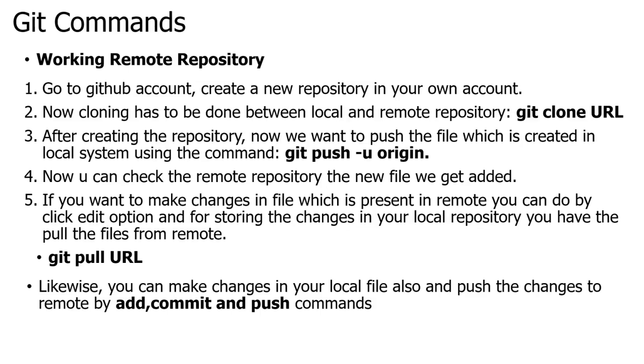Suppose some user has updated something in the GitHub account itself, and you want to bring those changes to your system, then you want that particular file, right? For that, again you can give a command called git pull followed by the URL. Once you give this git pull command, the files will get downloaded and stored in your local system. Yes, this is how you work with the local repository and the remote repository.